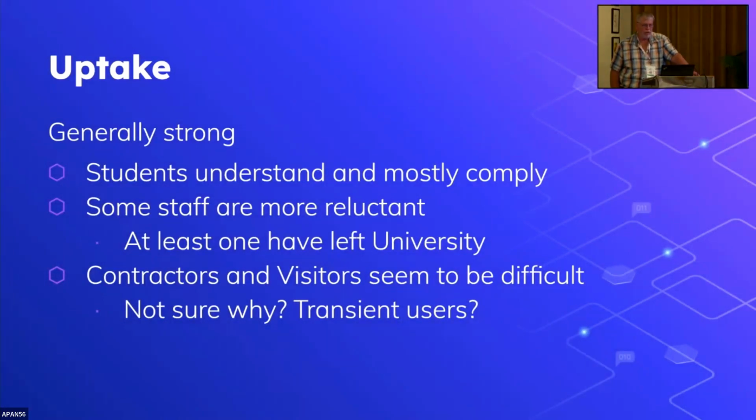Some staff are more reluctant, and I know of one case where a university lecturer left the university because he just didn't want to play the game. He threatened, "I'm going to leave," and the university said, "Okay, here you go," and he left. He left because he didn't want to do MFA. That's insane. I know it's insane, but he didn't want that, so he left. It happens, and there's nothing much you can do about it. If you want multi-factor for everyone, it's got to be for everyone.